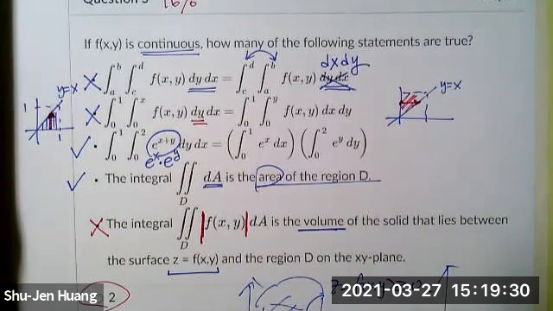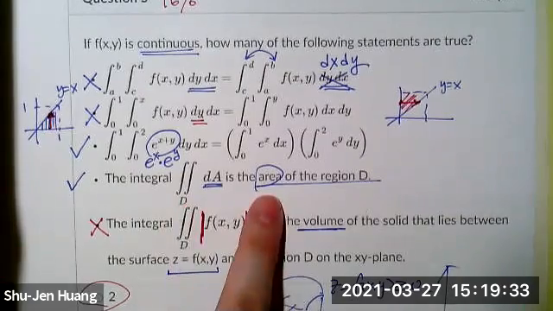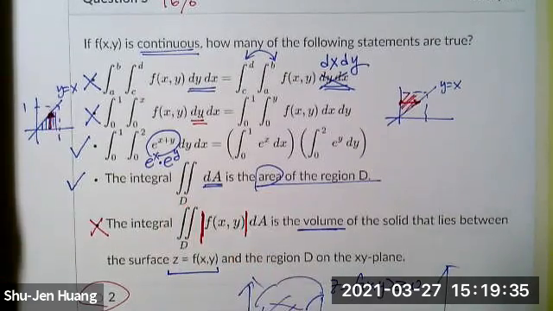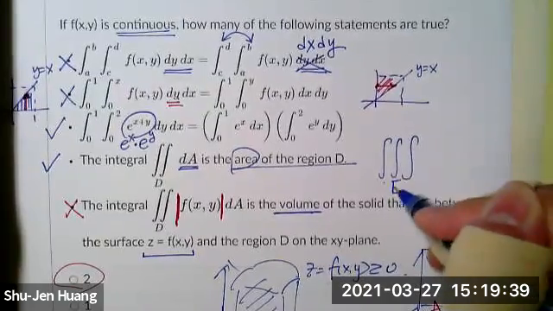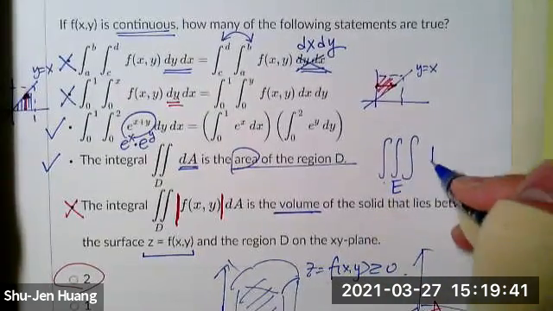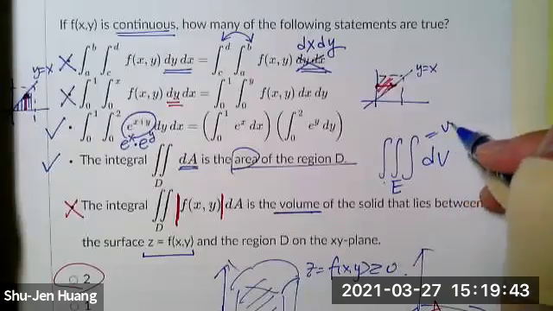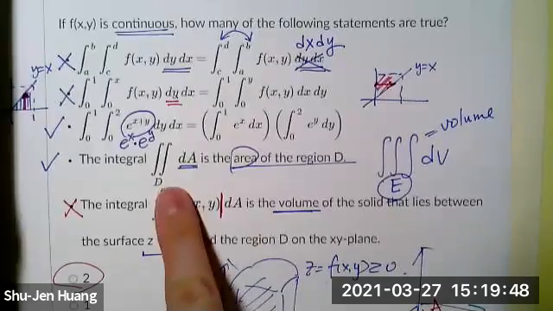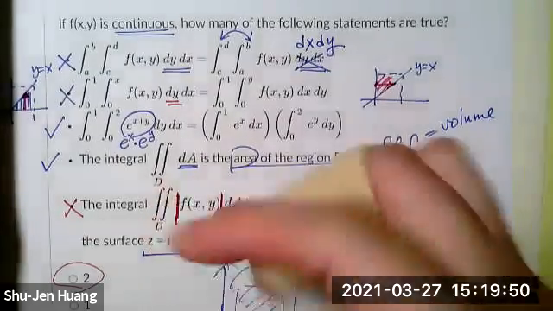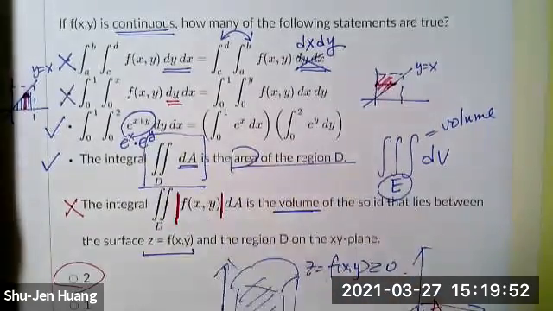All right. And the fourth one is correct. This is just the definition, okay? Just like the definition for the volume, it can be written as the triple integral 1 dV. So this is the volume of the solid region E. And the area of the region D, this is the definition. We can always write it this way, okay?